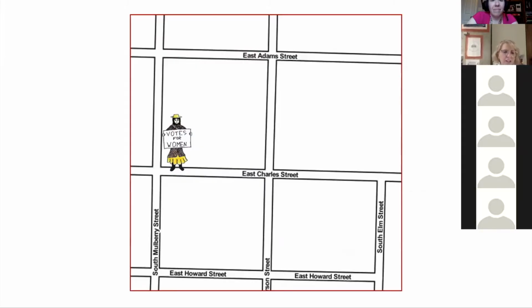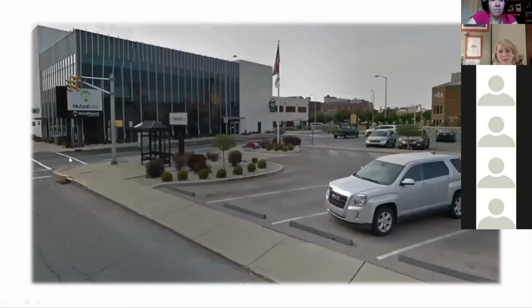And I see Ida Husted Harper's house was torn down. She lived on the corner of Charles and Mulberry. This is what's there today. It's just a parking lot. So again, I think a lot of things on the walking tour, you're going to be walking by parking lots, but that's fine.